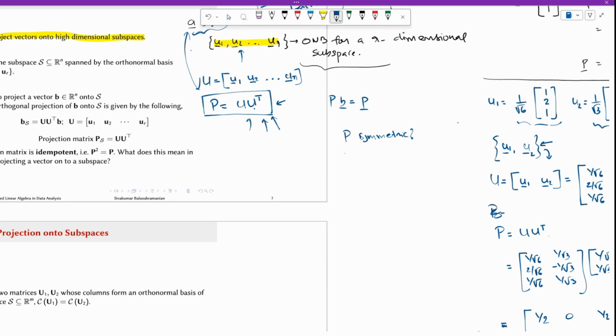What is the condition for a matrix to be symmetric? A equals A transpose, right? So if P is symmetric, then P should be equal to P transpose. But we know what P is. P is U U transpose. We know P is U U transpose, full transpose. What will happen if you take the transpose operation inside?